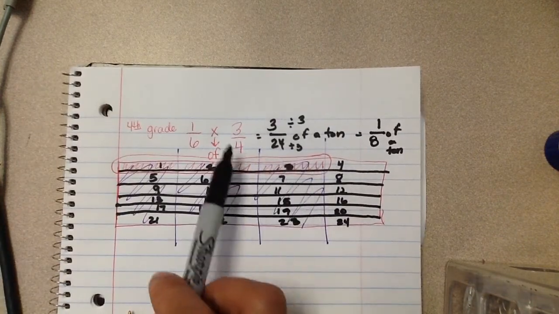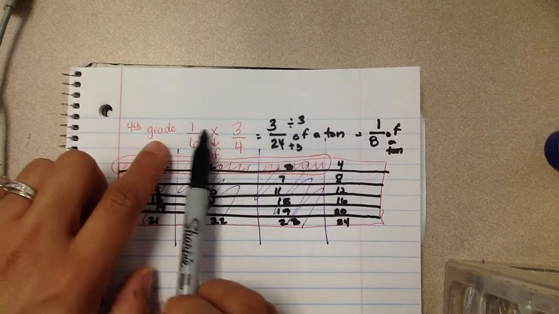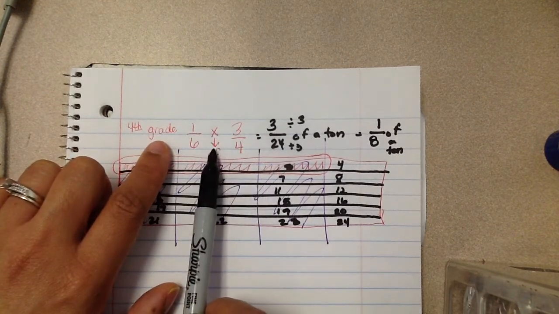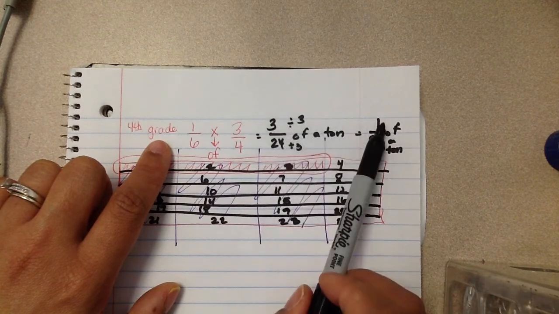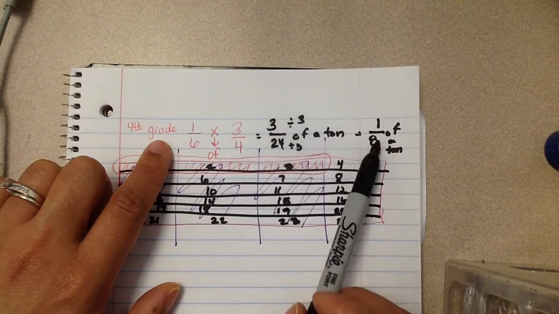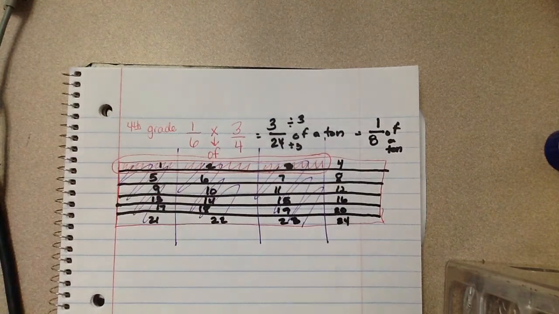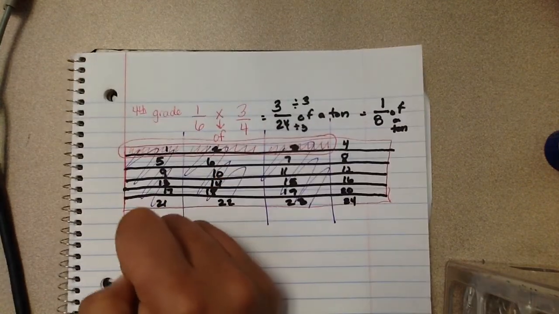Now, my equation, I can go back and check. 1 times 3 was 3. 6 times 4 is 24. And I know 3 divided by 3 is 1, and 24 divided by 3 is 8 when I reduced it there. Now, thinking about, is it reasonable?